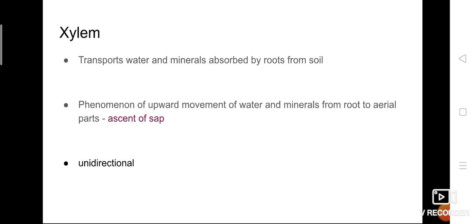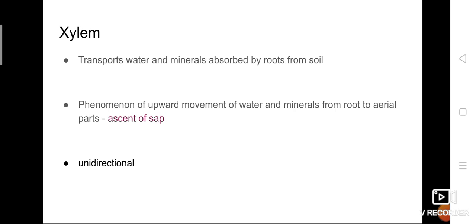imagine the xylem is unidirectional. Uni means it's one way. It's going to travel only in one direction. So there is no way of return of the water and minerals back to the soil. So xylem, sorry, xylem is a tube-like structure that is going to transport the water and minerals from the root to all parts of the plant as an upward movement. That upward movement is called ascent of sap.